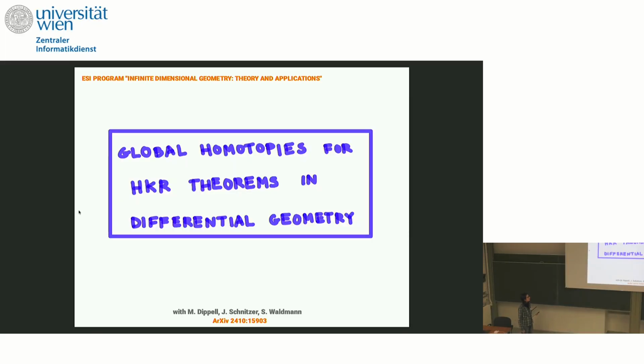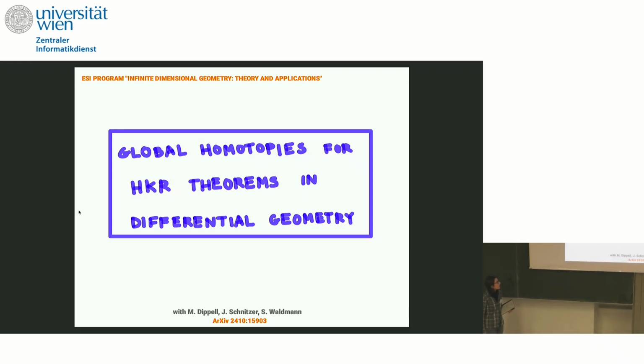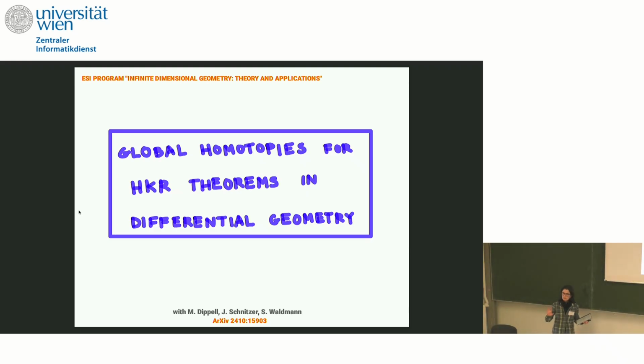Today I'm talking about a very classical theorem, the Hochschild-Kostant-Rosenberg theorem, in the context of differential geometry. It's a theorem that somehow connects different objects, connects multi-differential operators and multivector fields.